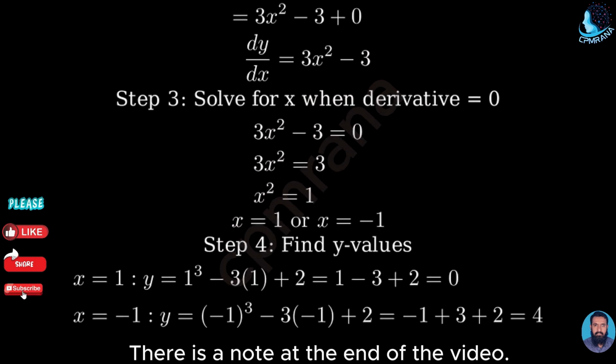Let's visualize this on a graph. Here's our cubic function. The points where the tangent is horizontal are at (1, 0) and (-1, 4). At these points, you can see that the tangent lines are indeed parallel to the x-axis.